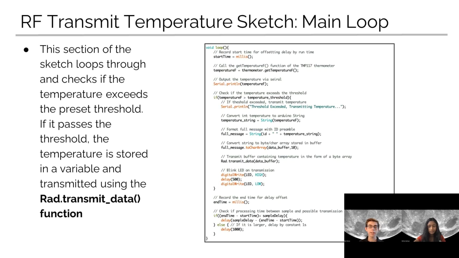All that's happening in this if statement is we are seeing if the temperature that we are reading is exceeding that user-defined threshold. If it does exceed that threshold, then we want to convert our data into a string, append our ID to that string, convert that string into a character array as we did before in the transmit sketch, and then we actually transmit that data to our other LunaSat before blinking our LED.